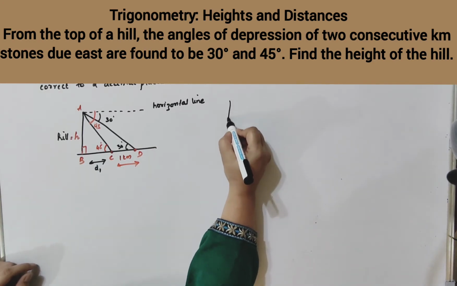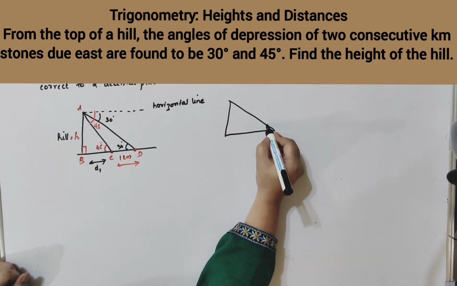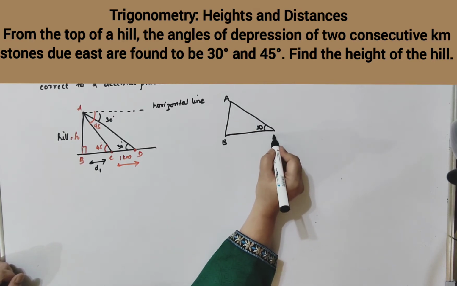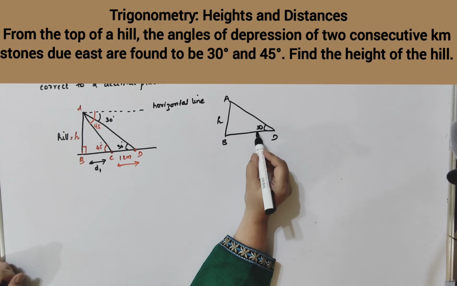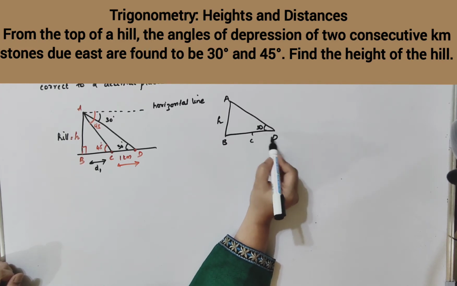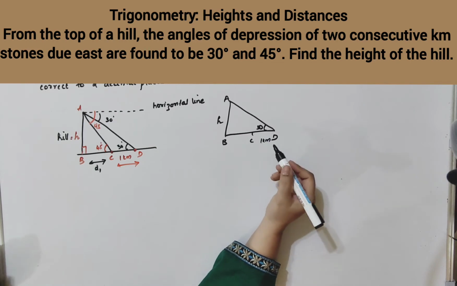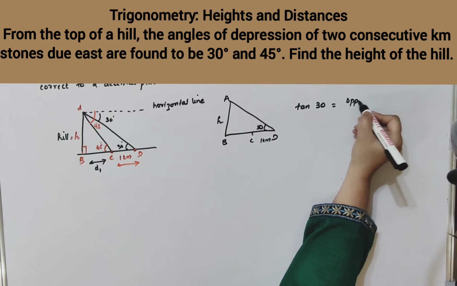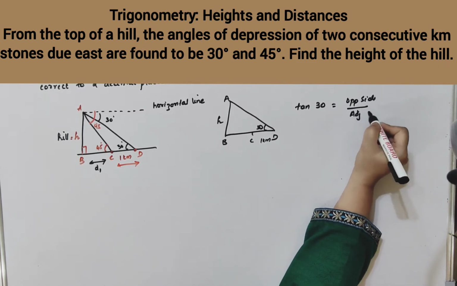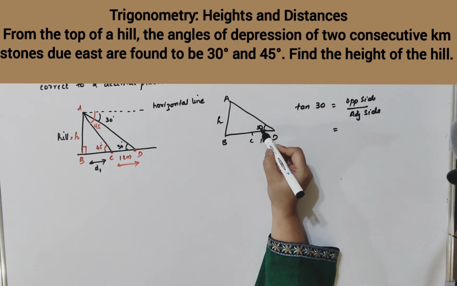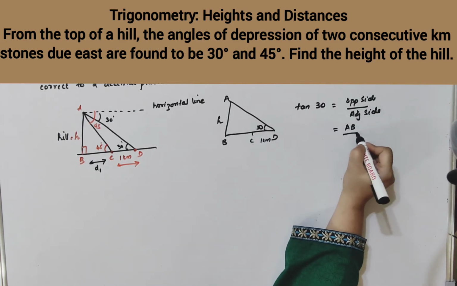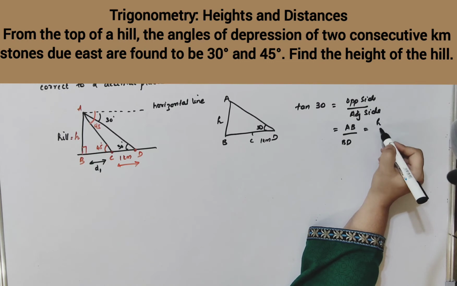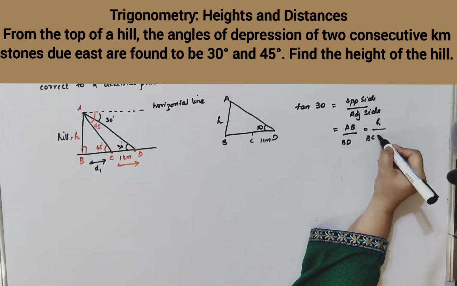Let's take the first triangle, A, B and D, and use tan 30. And this is H, right? And we know the distance here, C to D, is 1 kilometer. Tan 30 is the opposite side by the adjacent side. What is the opposite side for this angle? It is AB. The adjacent side is BD. AB is H. BD is nothing but BC plus CD.